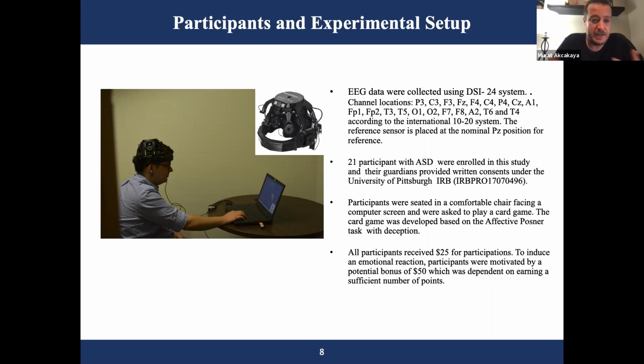In terms of seating the participants, at this point everything is on the computer screen. In the picture, you can see one of our research assistants. This is one of the pictures we use to demonstrate the system to potential participants. They sit at a table across from the computer and play a card game. This card game depends on the Affective Posner task, and it includes a deception component.